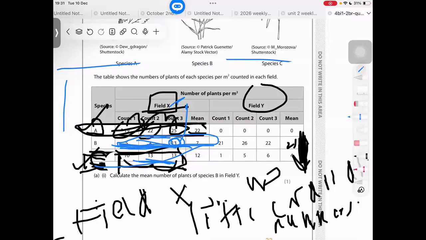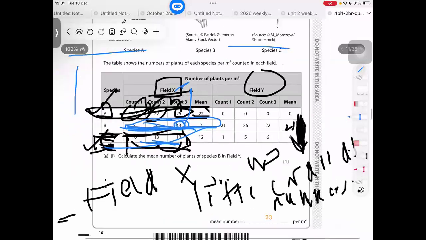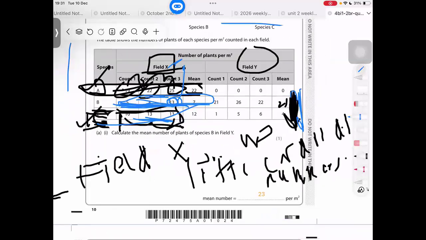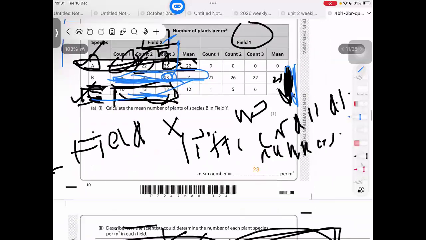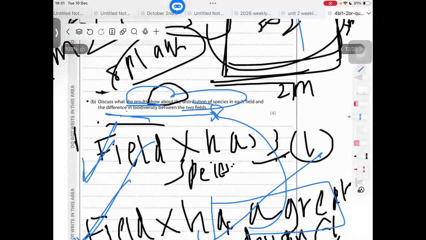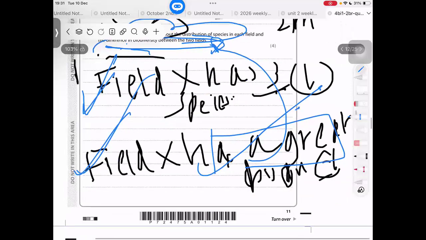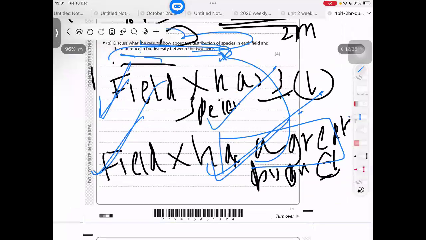All right. If there is any confusing part, let me know that, right? So field X shows little variation in numbers in species A, and field X shows little variation in numbers in species C. If you want, you can mention about these as well. You just have to discuss about the table, and at the end, you just have to say in which particular field is the biodiversity high. To support that answer, you have to mention that field X has 3 species, and that's why field X has a greater biodiversity, right? Okay.